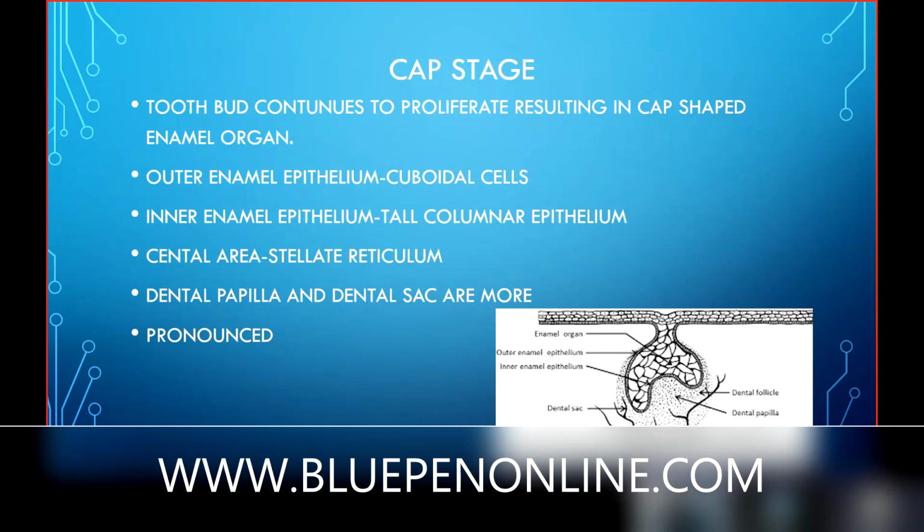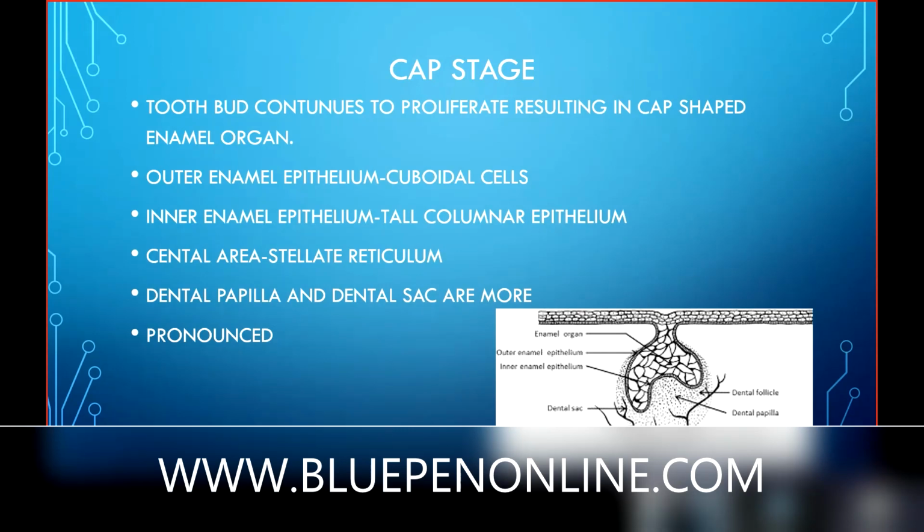So in the bud stage, you should write that the enamel organ undergoes proliferation to form the cap stage. Then you should write that the lining is differentiated into outer enamel epithelium and inner enamel epithelium. The outer enamel epithelium is lined by cuboidal cells. The inner enamel epithelium is lined by tall columnar cells. The central area is differentiated to form stellate reticulum. Dental papilla and dental sac are more pronounced in the cap stage.